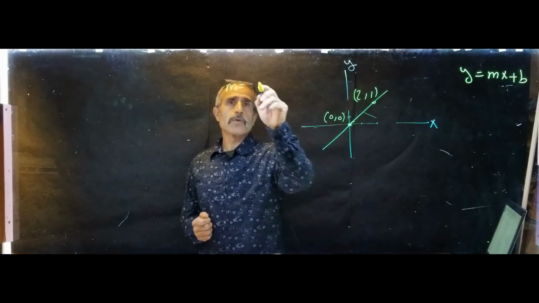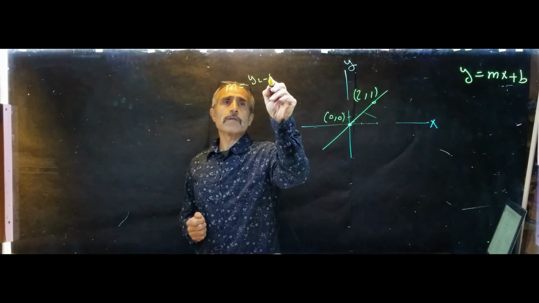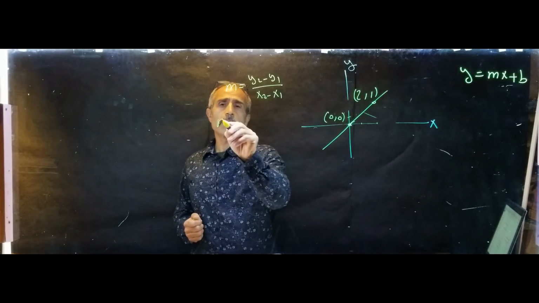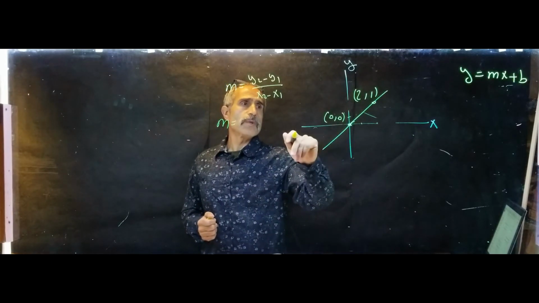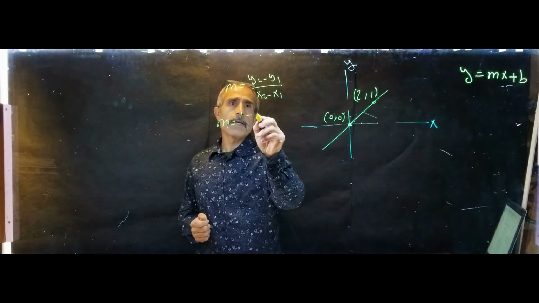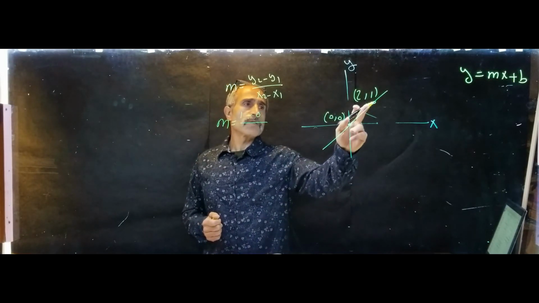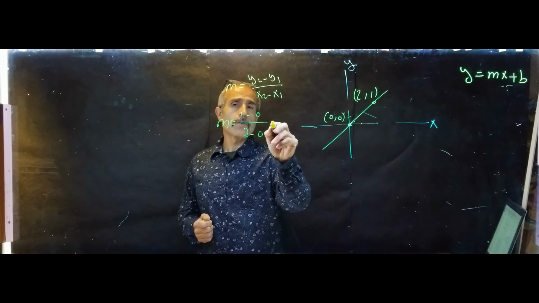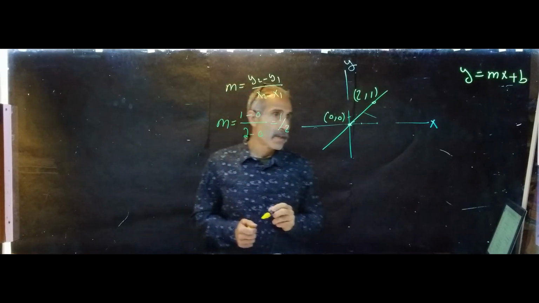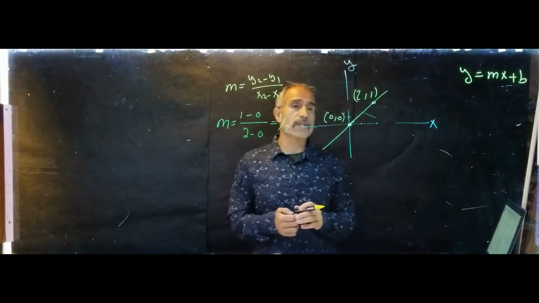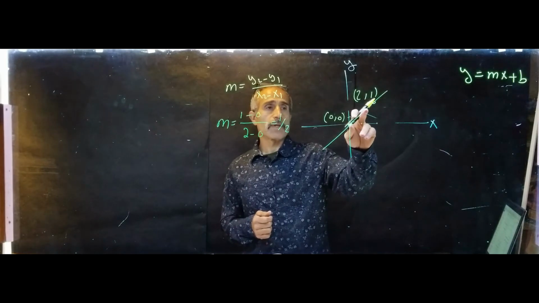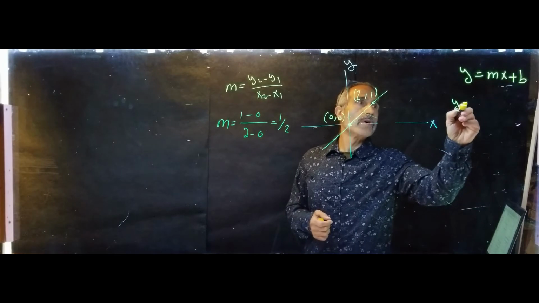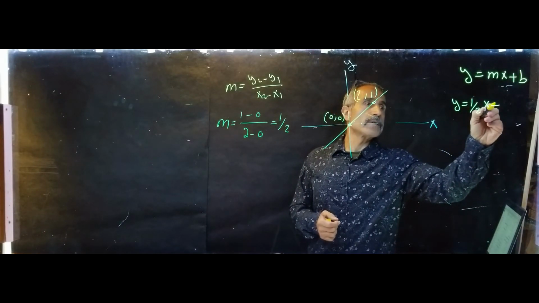So m is equal to y2 minus y1 divided by x2 minus x1. In this case, m comes out to y2 being 1 minus 0 divided by x2 being 2 minus 0. So the slope of your line is 1/2. We got that out of the way. Now we want the y-intercept. Our intercept is 0, it's already given. So now we have y comes out to 1/2 of x plus 0.